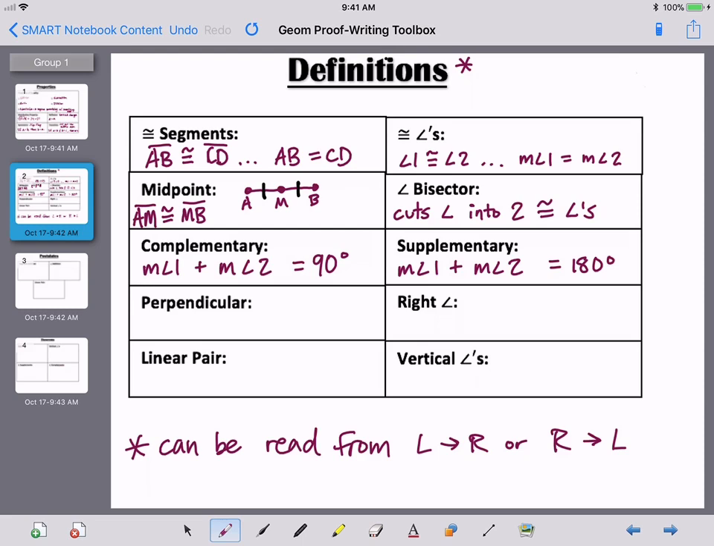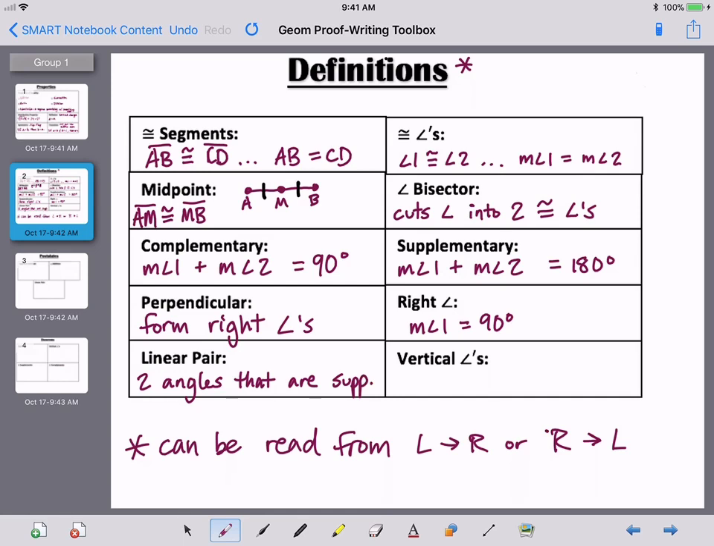All right, perpendicular, if you remember, those just form right angles. And what is a right angle? Well, a right angle is any angle which has a measure of 90 degrees. Linear pair is very similar to supplementary. So those are two angles, always two angles that are supplementary.